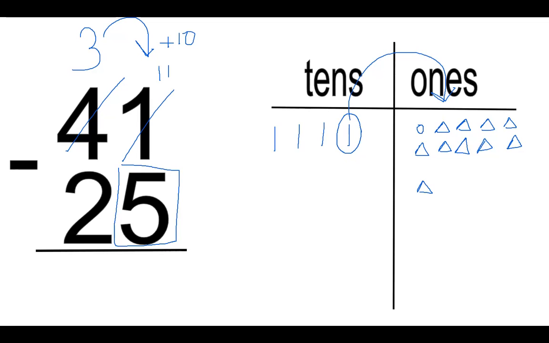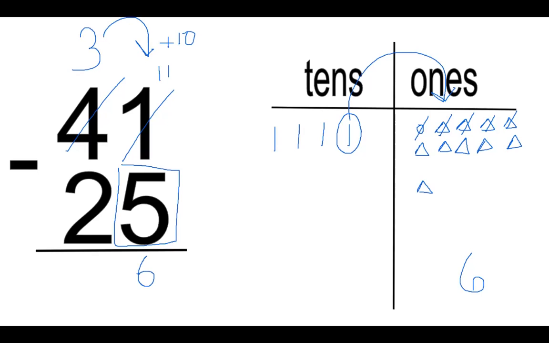Now that we have regrouped, boys and girls, we can go ahead and take our 5 away. We're taking 5 away from 11. So let's go ahead and do that. 1, 2, 3, 4, 5. How many ones do I have left? 5 plus 1 is 6. I'm going to go ahead and put that 6 in the ones place.